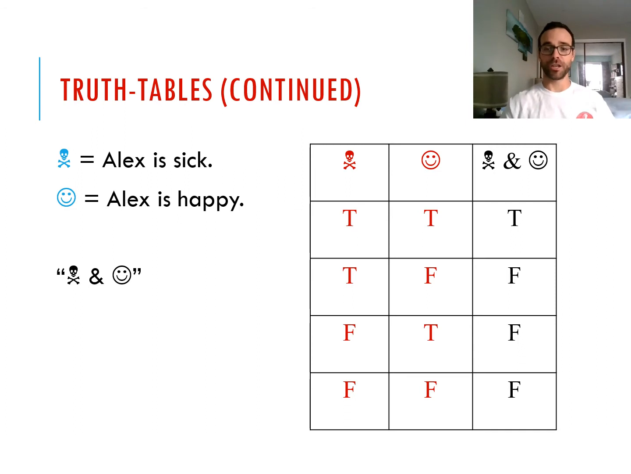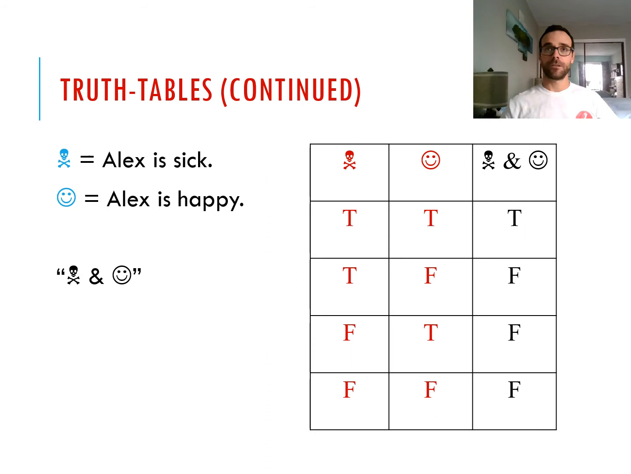Here, with a conjunction, it's important to understand that conjunctions as complex propositions are only ever true when both the simpler propositions are true. So if you look on this table, we see that the complex proposition skull and crossbones and smiley face is true when skull and crossbones is true and when smiley face is true. When either one of these is false or both are false, then skull and crossbones and smiley face is false.